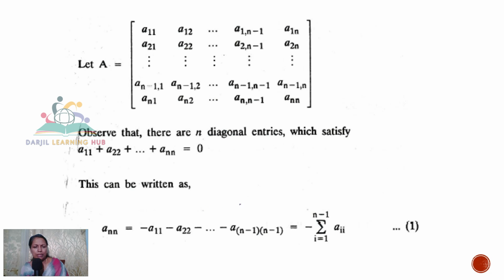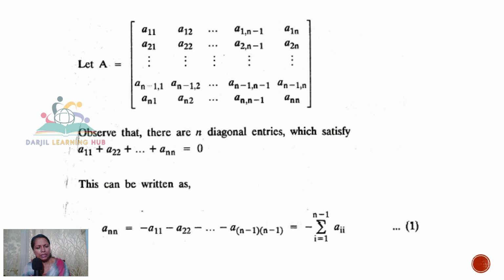We observe that there are n diagonal entries which satisfy A11 plus etc. plus Ann equal to 0. For example, from this n by n matrix itself, we can choose n diagonal entries. N diagonal entries means, for example, if it is a 2 by 2 matrix, 2 diagonal entries. Next 3 by 3, next 4 by 4, next 5 by 5, etc. up to n by n. But all of these should satisfy this trace condition.